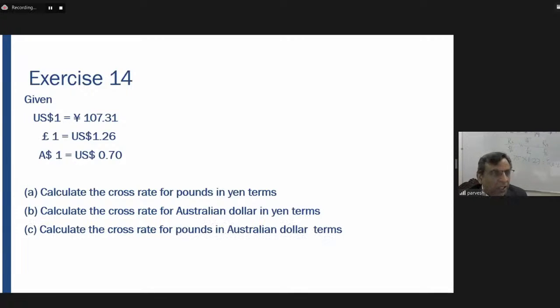The third, calculate the cross rate for pounds in Australian dollar terms. So the cross rate for pound, 1 pound is equal to how many Australian dollars? So this guy is an Australian. So he wants to travel to England and he wants to buy pounds. So he wants to know how many dollars he has to spend to buy 1 pound. Okay. So let's begin with answering the question.